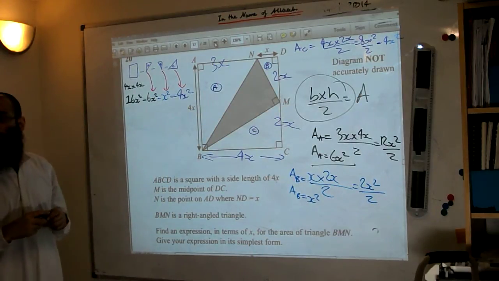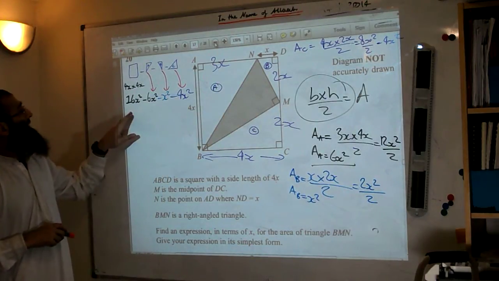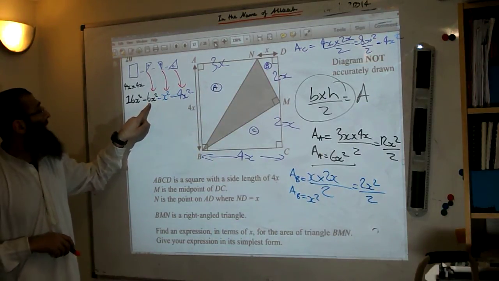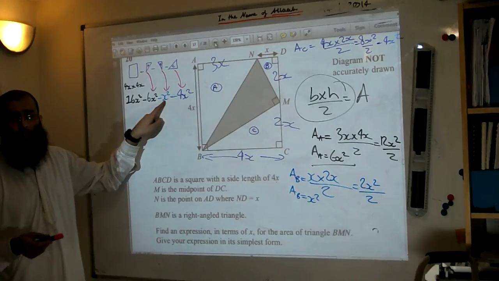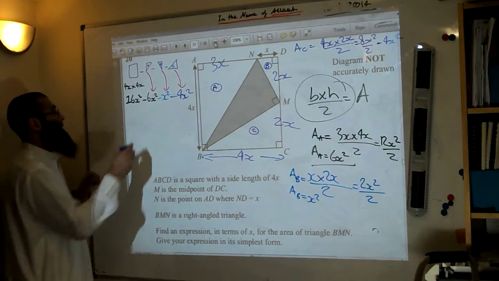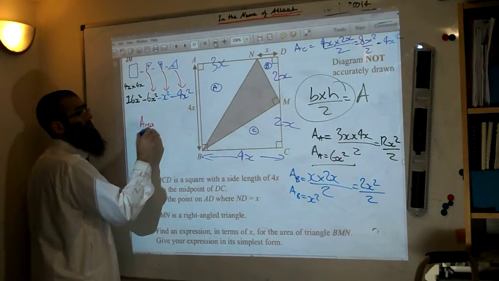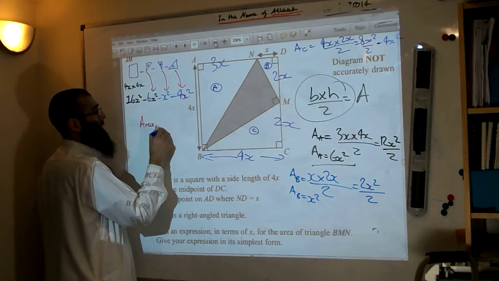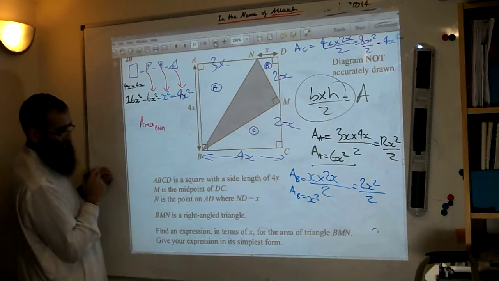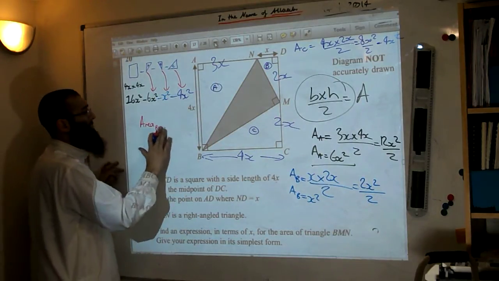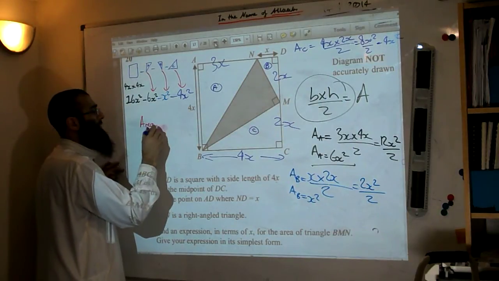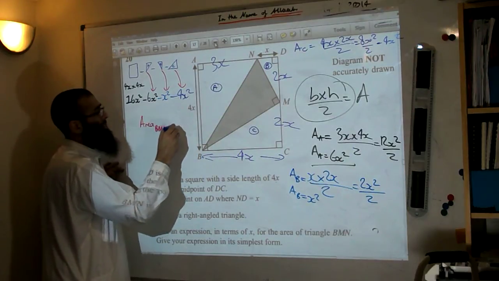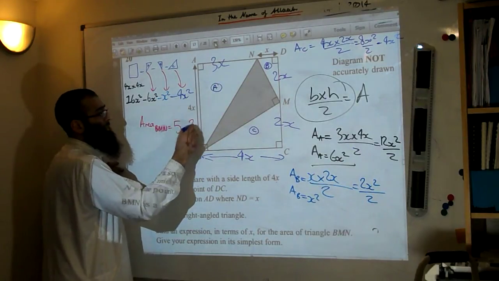Hopefully this shouldn't be too difficult now, the last part. 16x squared take away 6x squared will give us 10x squared. 10x squared take away x squared will give us 9x squared. Take away 4x squared will give us the area of BMN. They've written it as BMN, so let's just use the way that they've written it. It is equal to 5x squared.